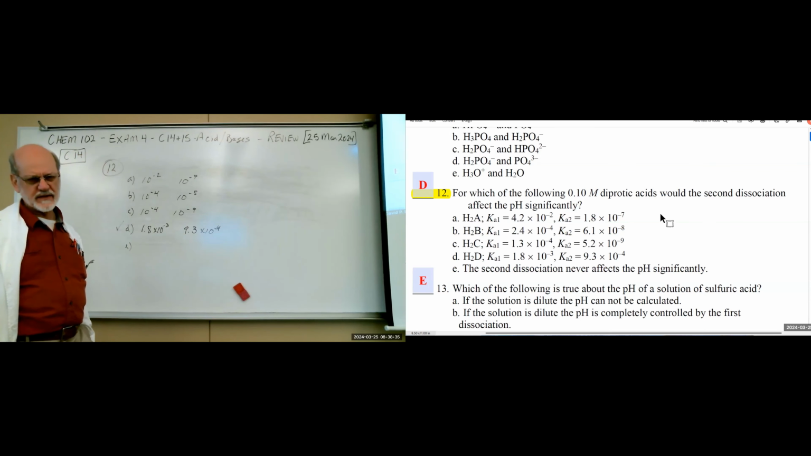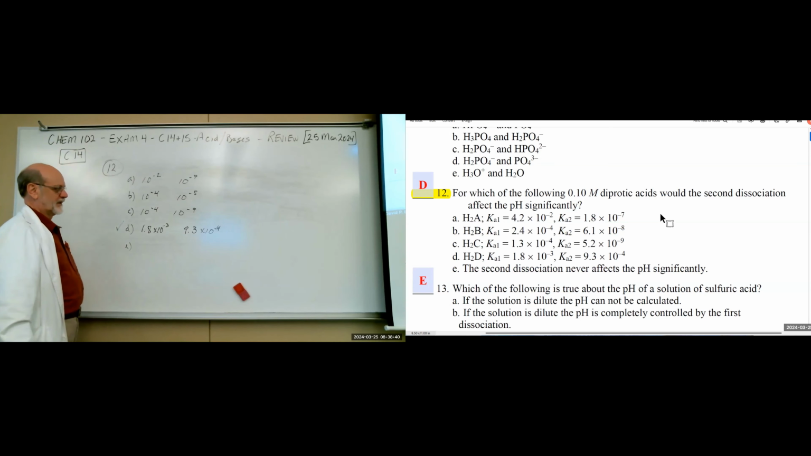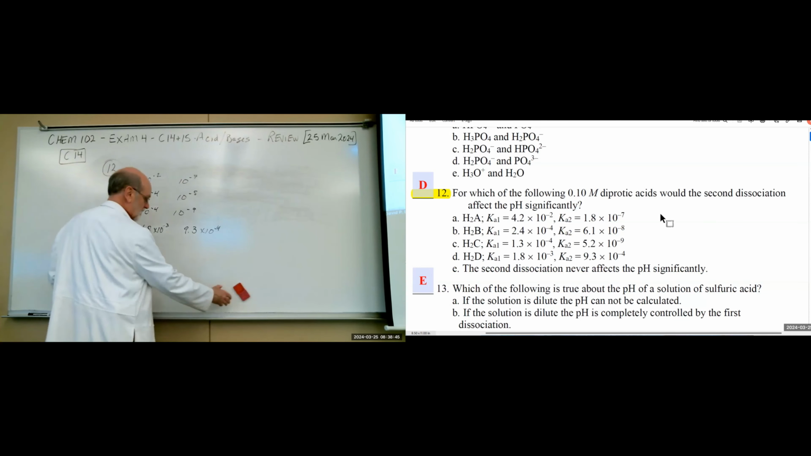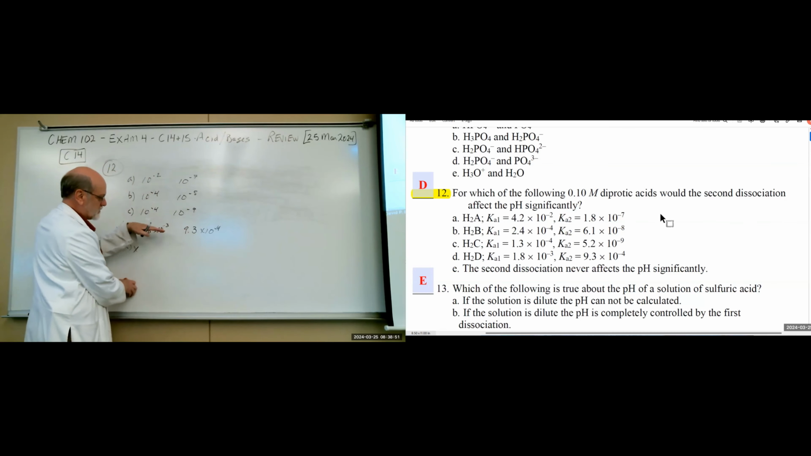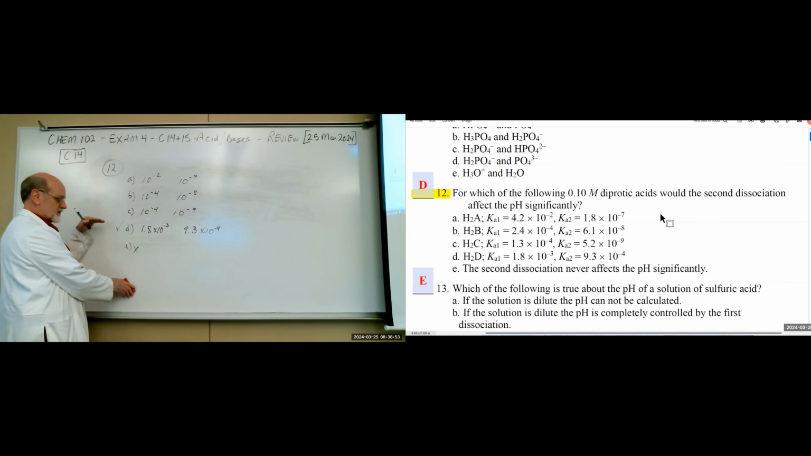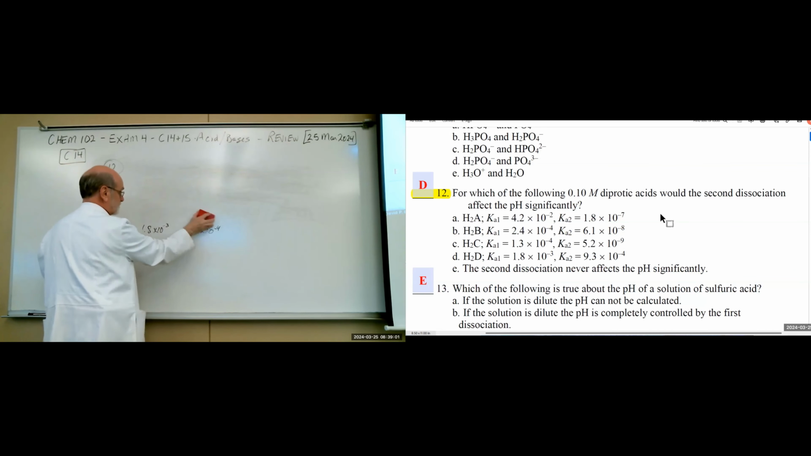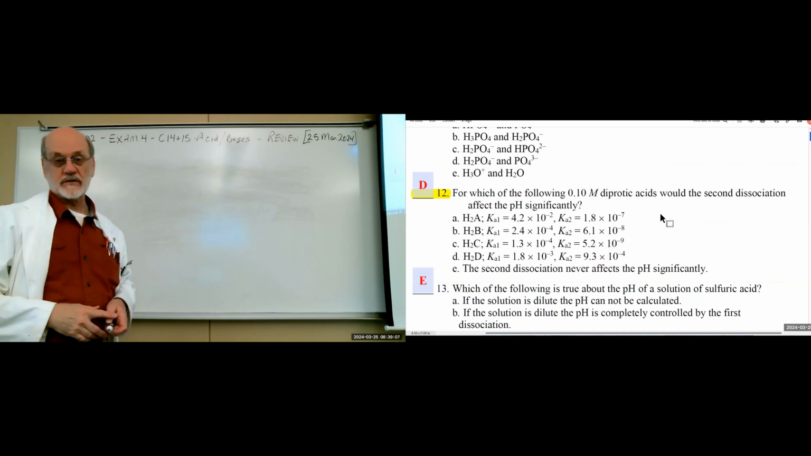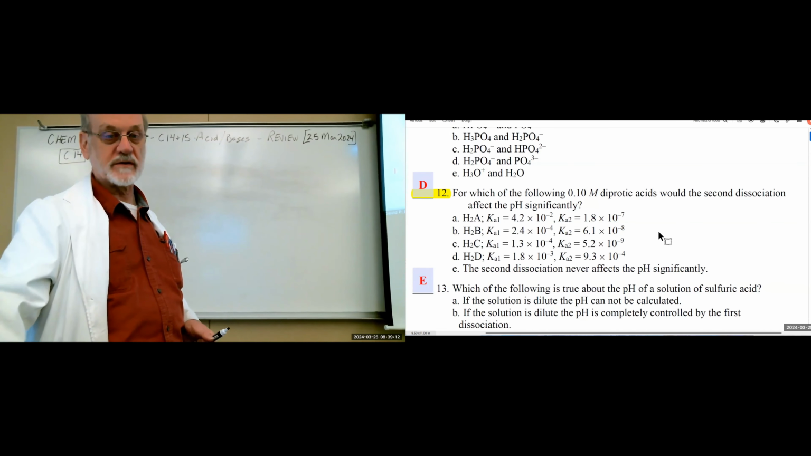And the second dissociation never affects the pH significantly. Can't say never, right? You cannot say never in this situation, because you need the physical evidence. These values tell you that there is an impact of the second dissociation on the first with this acid. Now, don't ask me what acid would do that, because I can't think of one. All the acids I know, the second dissociation is very far away from the first. But theoretically, D would answer that question.